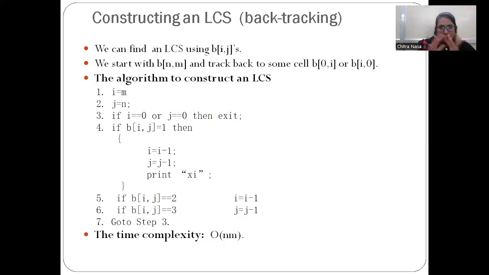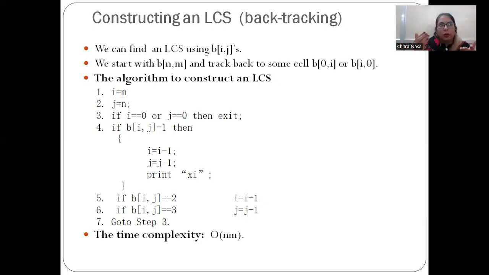So, to quickly revise the topic: we are not making two matrices. We are storing the values in a single matrix, but we have the C[i][j] and B[i][j] concept here. In C, we have the length of the subsequence. In B, we have the arrow. We are using three arrows here: diagonal, upward, and left side. Diagonal is used whenever x_i and y_j are equal.